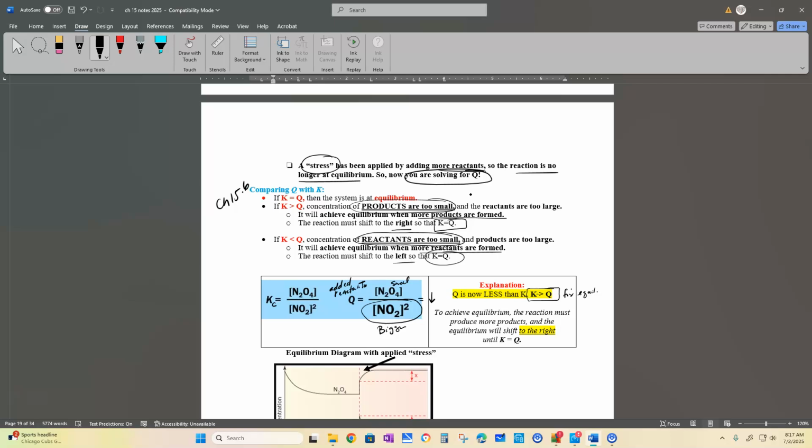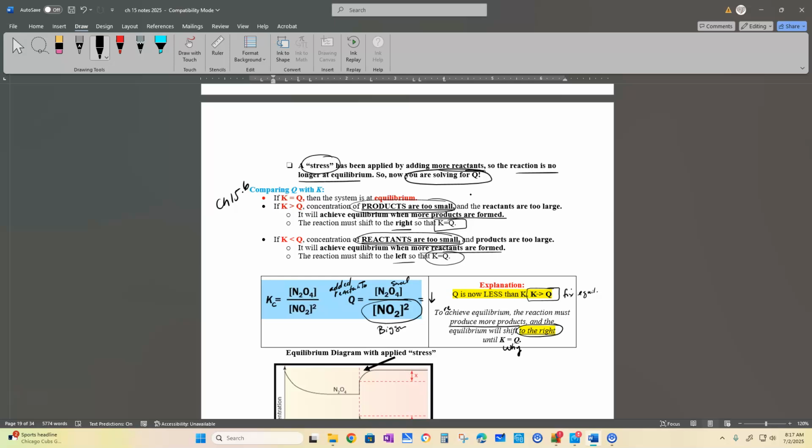So what I did for you is I wrote you the beautiful explanations that you need to tell AP what to do. So there's 3 components. To achieve equilibrium, or actually I'm going to put to re-achieve, because we were at equilibrium, but now we got to re-achieve it. I'll fix those in the notes. The reaction must, how are you going to fix it? Which way are you going to shift? And why are you fixing it?